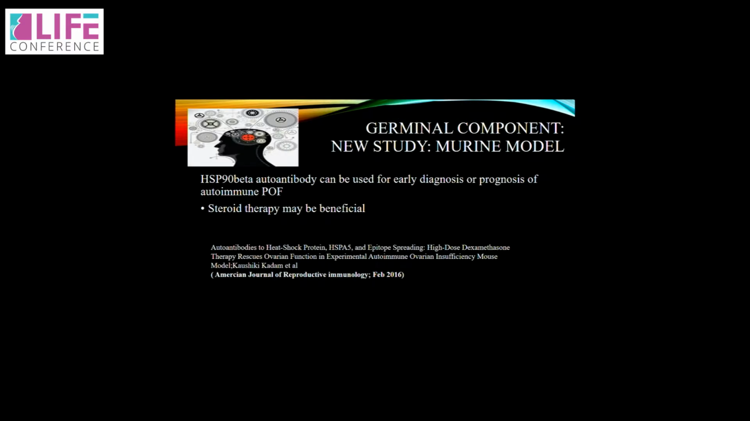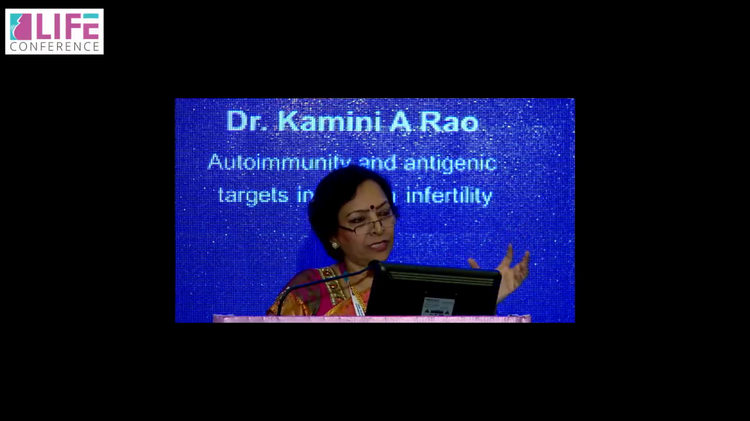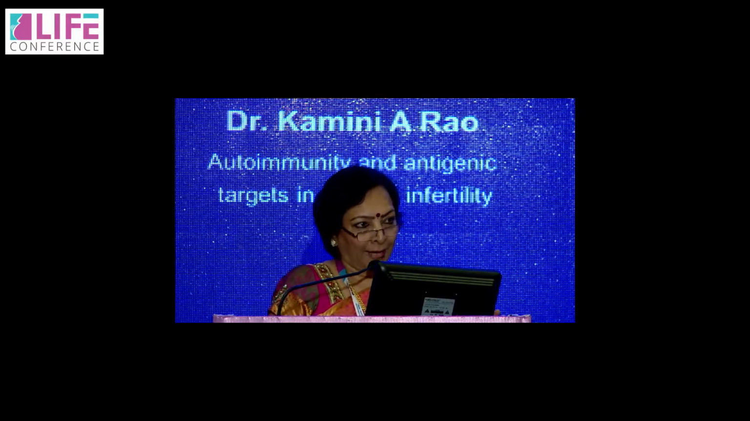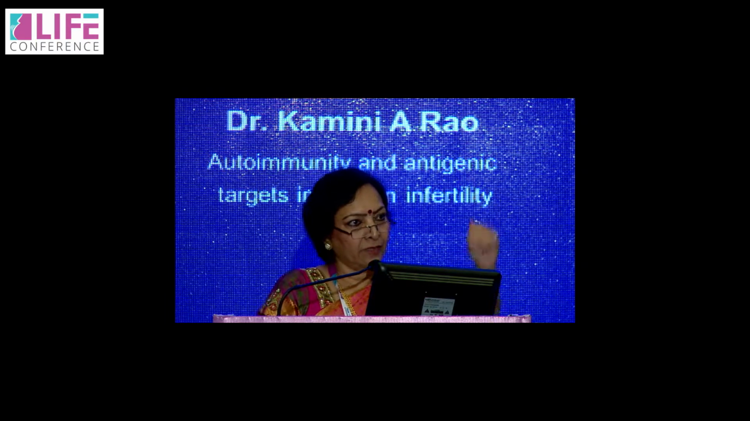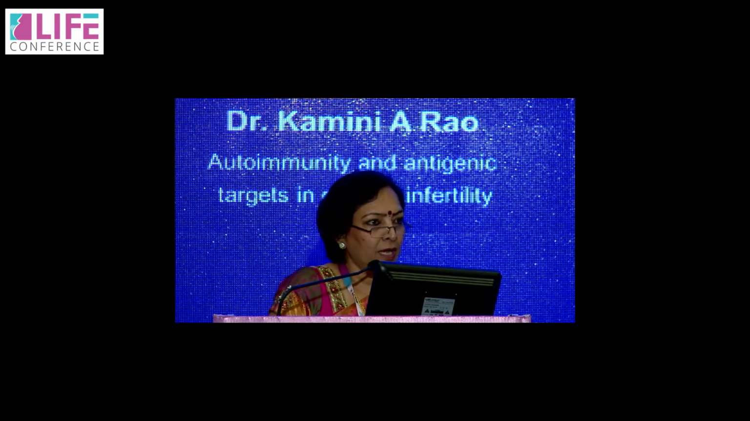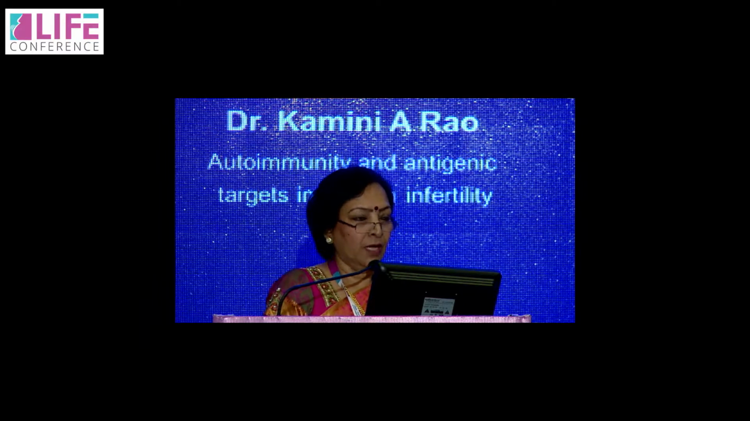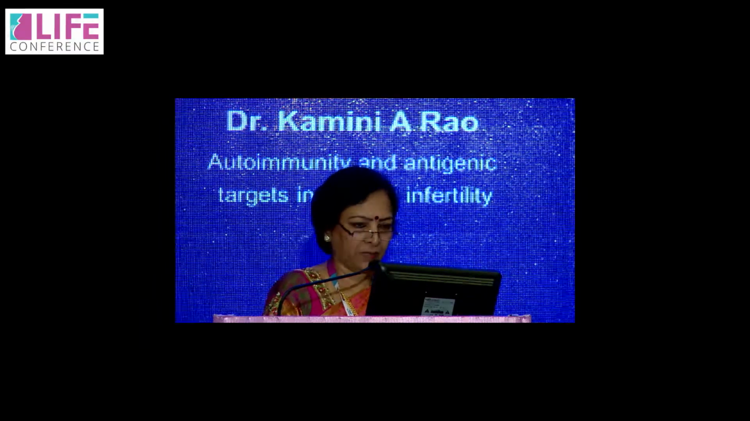Now this is another protein, the heat shock protein 90 beta autoantibody, and it can actually be used for early diagnosis or prognosis of autoimmune premature ovarian failure. And in such cases where there is a very early onset of premature ovarian failure, as evidenced by the dwindling AMH values and the increasing FSH values, can steroid therapy help in these cases? Let's just see what happens.